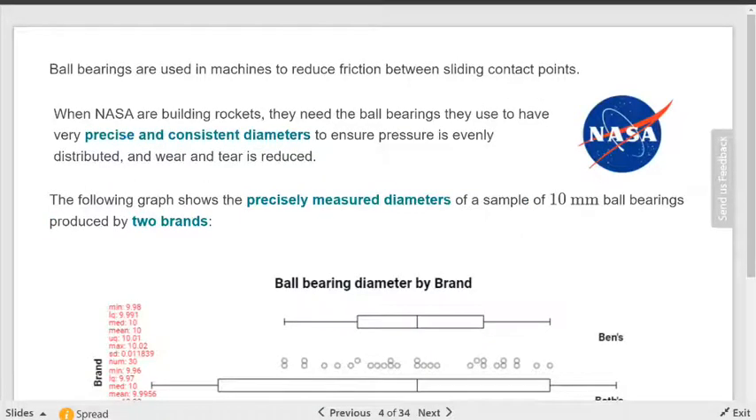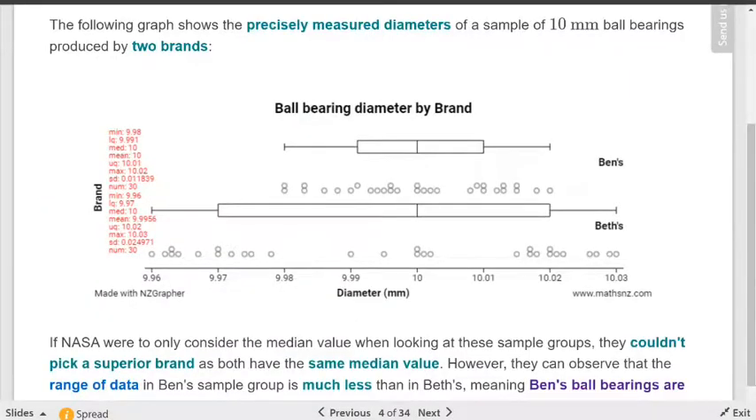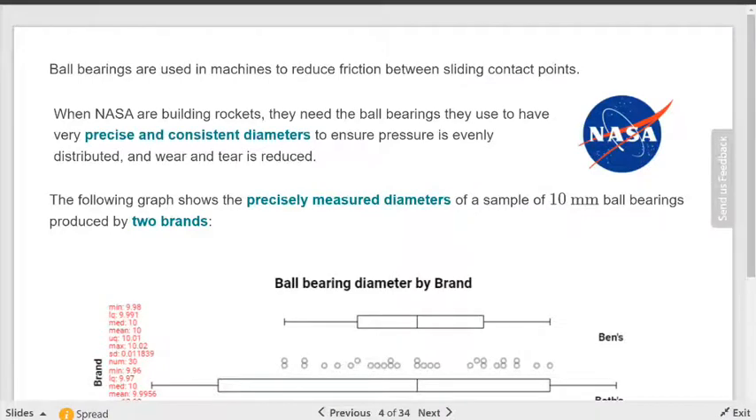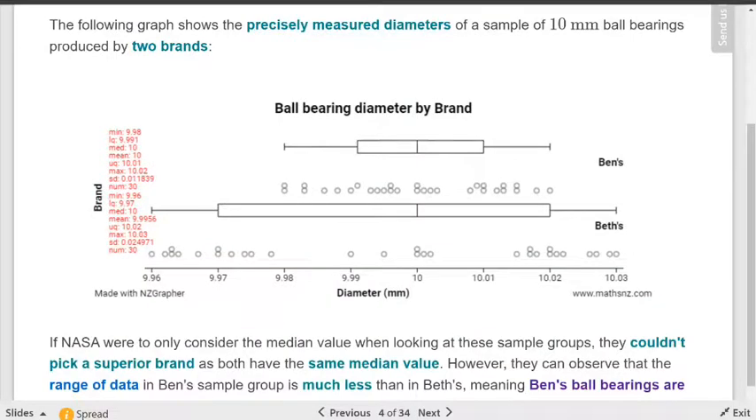The next one we're going to talk about, we're going to look at the range and be able to compare them. So here they have two different sets of data points. This is what yours is going to look like: two box plots stacked together, and you're making a comparison with Ben's and Beth's. They're talking about the diameters of some ball bearings. And you see that they have exactly the same median, right? So is there a median shift on these? Nope. Okay. But if you look here, Ben's is shifted to the right.